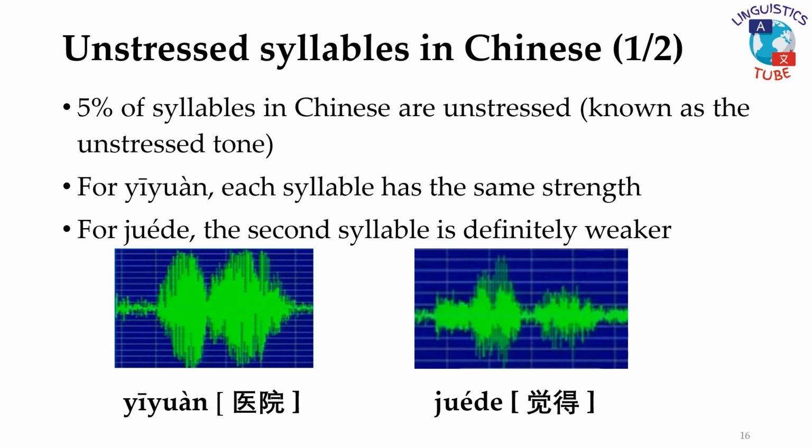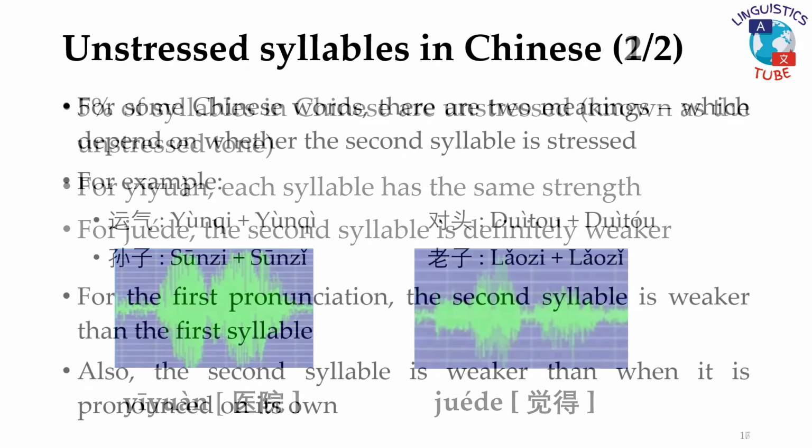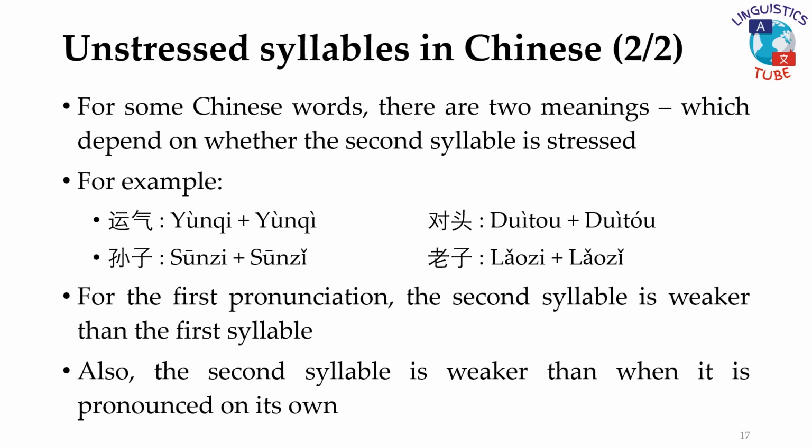The left picture is yi yuan. Each syllable has the same strength. However, for the right picture, 觉得, the second syllable is definitely weaker than the first. In fact, for some Chinese words, there are 2 meanings, which depend on whether the second syllable is stressed. Here are some examples.